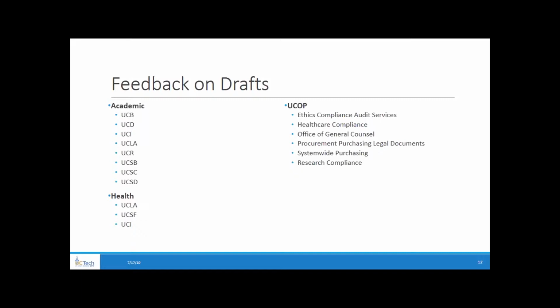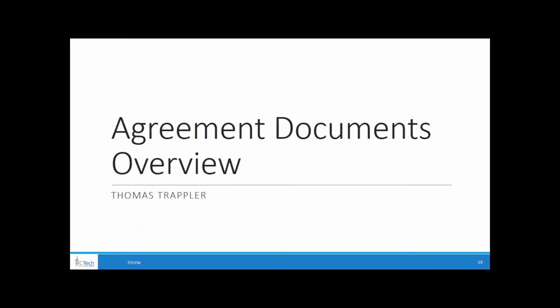So anyway, this was truly a system-wide effort. Everybody had a chance to participate in this document. So anyway, that's sort of the introduction. With that, I'm going to turn it over to Tom Trepler, hand him the fancy clicker, and let him take us through the next section.